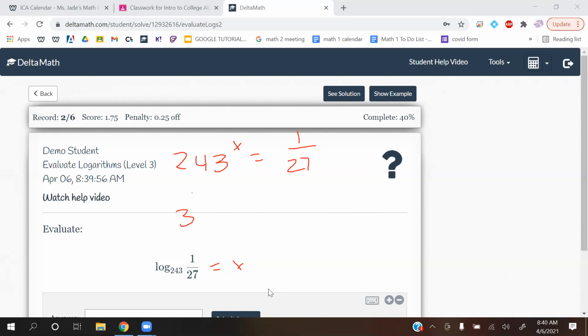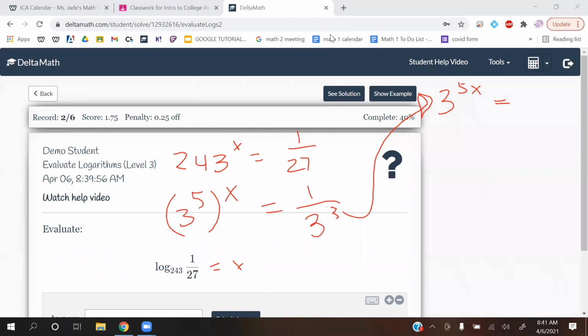3 to the power of 5 is equal to 243. And then 27 was 3 to the power of 3. So we have gotten up till here, and now we can see that there's starting to be a common base of 3 forming. I'm going to rewrite this more to here because I have space here. So 3 to the power of 5x is equal to 1 over 3 to the power of 3. Remember, when you see that fraction, you can turn it into a negative exponent. So this is 3 to the power of negative 3.